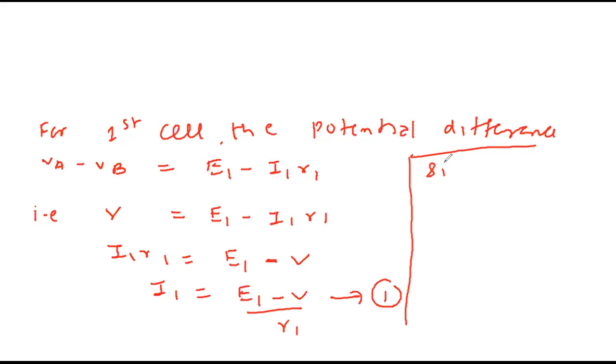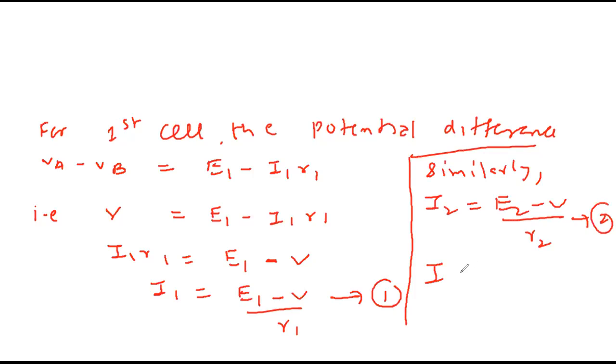Similarly, we can say I2 will be E2 minus V upon R2. But total current I is I1 plus I2 because at junction A, I1 and I2 both are meeting. So I1 plus I2 together become I. Copy till this much, then I'm explaining further.